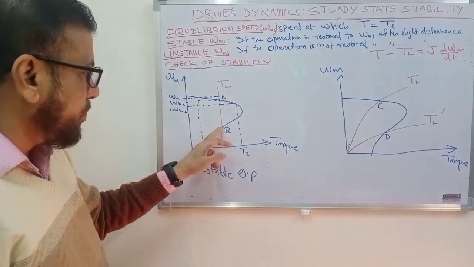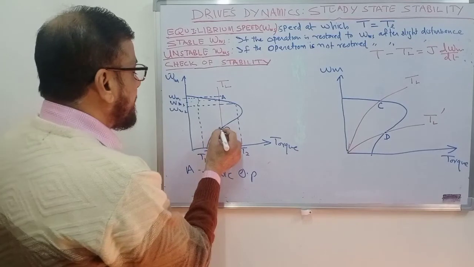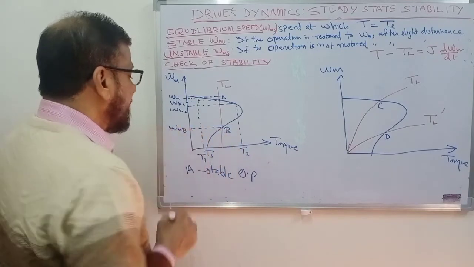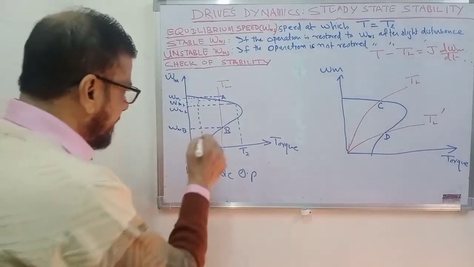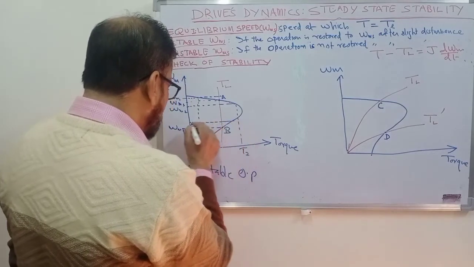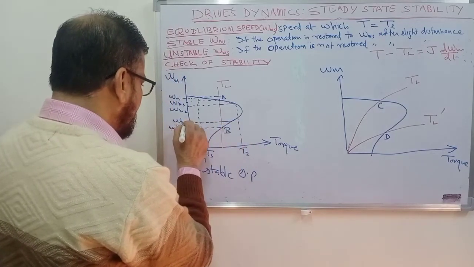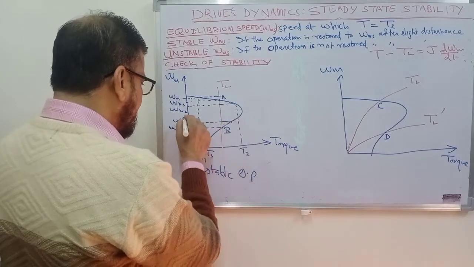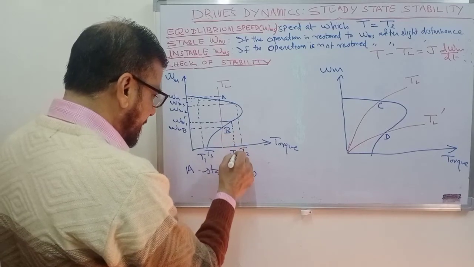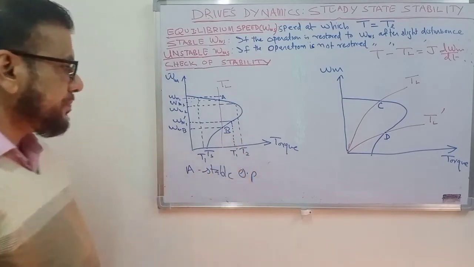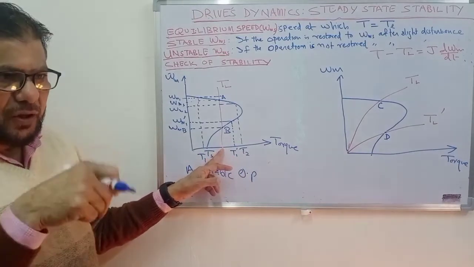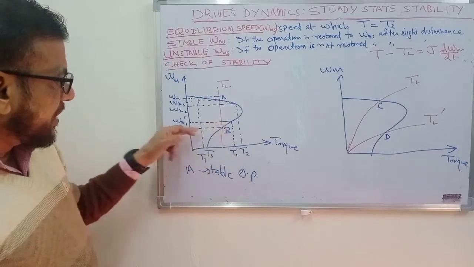Now let us take the case of point B. At point B, this is the steady state speed. Let me call it omega mb. Suppose we increase the speed slightly to check the stability. So we have increased the speed to omega m1 dash, for example. The motor torque becomes equal to T1 dash. The motor torque becomes more than the load torque. This means that the motor will accelerate and the speed will increase.